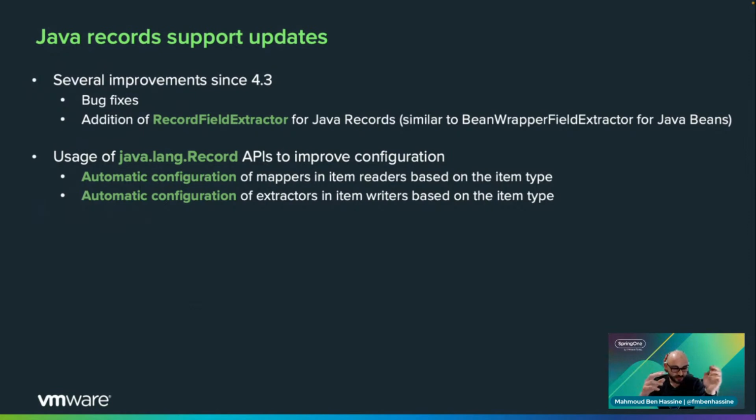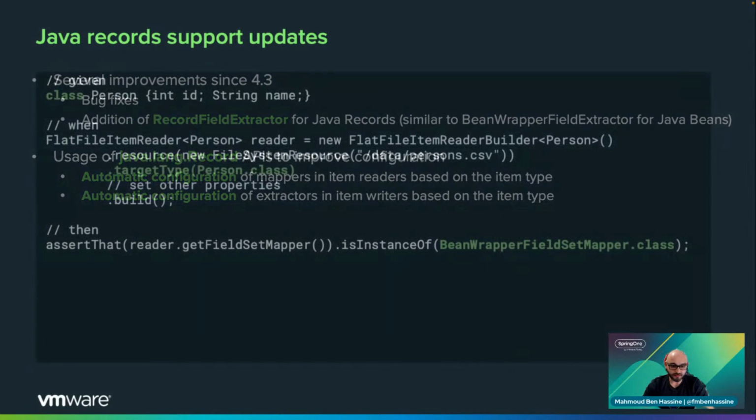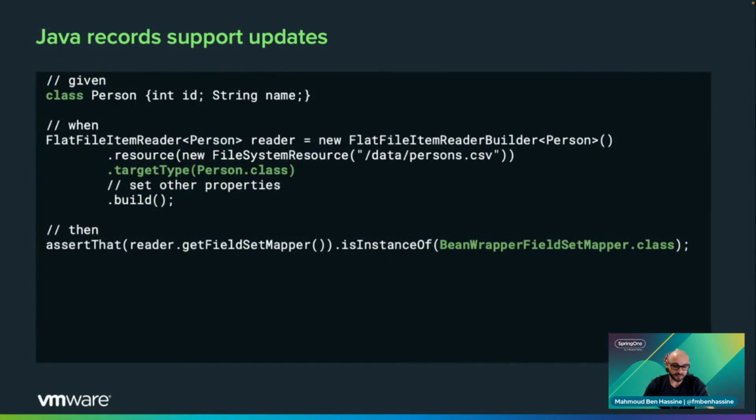So in these two places, we used in Spring Batch 4 to configure these mappers and extractors manually. And now in Spring Batch 5, we can map them automatically thanks to the usage of this API. And I will show a very simple example to explain this new feature and why it's important.